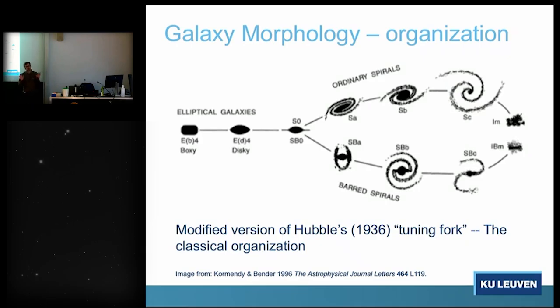It's important to know that this is not an evolution sequence. If anything, the evolution would be opposite. But it's not always like that. It's more the reversed approximation. But this is the classical way of organizing galaxy morphology.